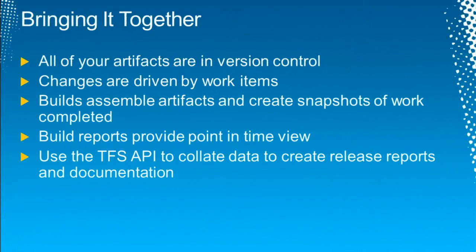Now, when you think about bringing this all together, all your artifacts should be kept in version control. Everything that makes up your product should be available to version control in the build process. Changes are driven by work items, so that when people check in, they associate with the work item, that gives you that running history. Builds assemble artifacts and create snapshots of work completed. It gives you that point in time. And the build reports provide the view on that point in time, they're providing that metadata. And it's going to give you historical evidence of how we're doing.